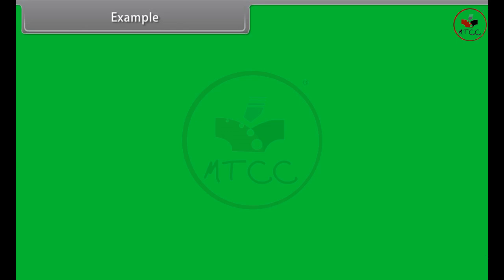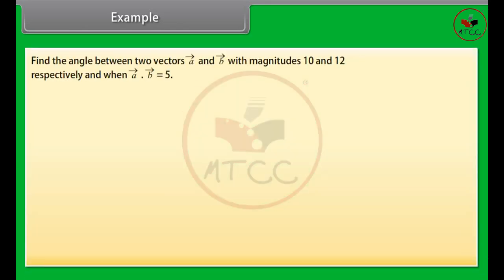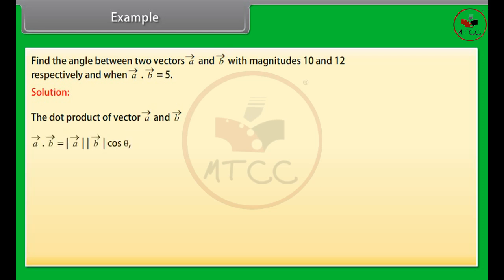Example. Find the angle between two vectors A and B with magnitudes 10 and 12 respectively, when the dot product of vectors A and B is equal to 5. Solution. The dot product of vector A and B is the magnitude of A times the magnitude of B, multiplied by the cosine of the angle between A and B.